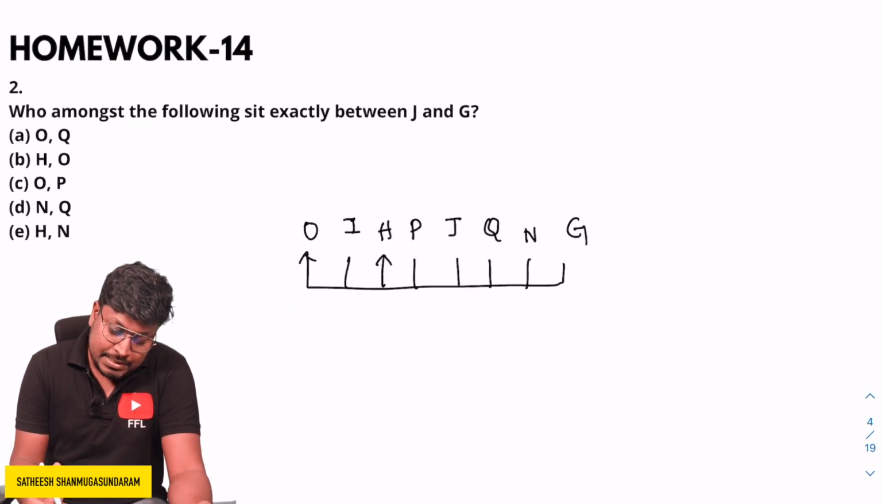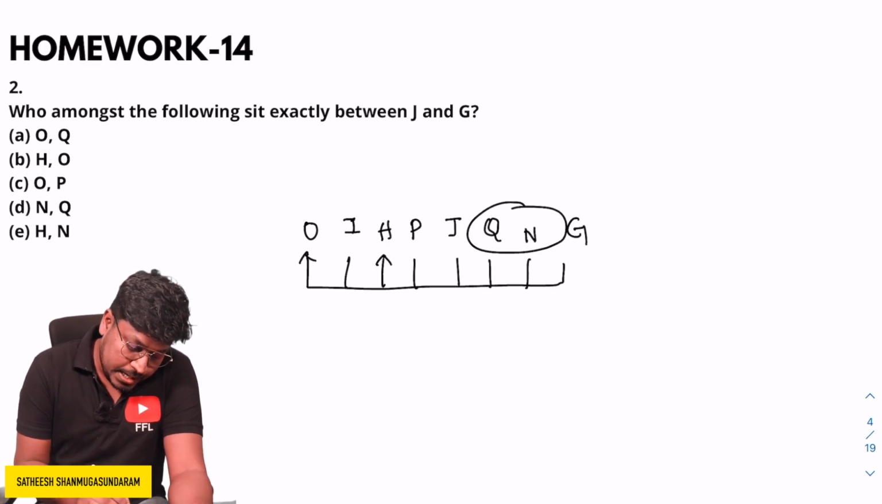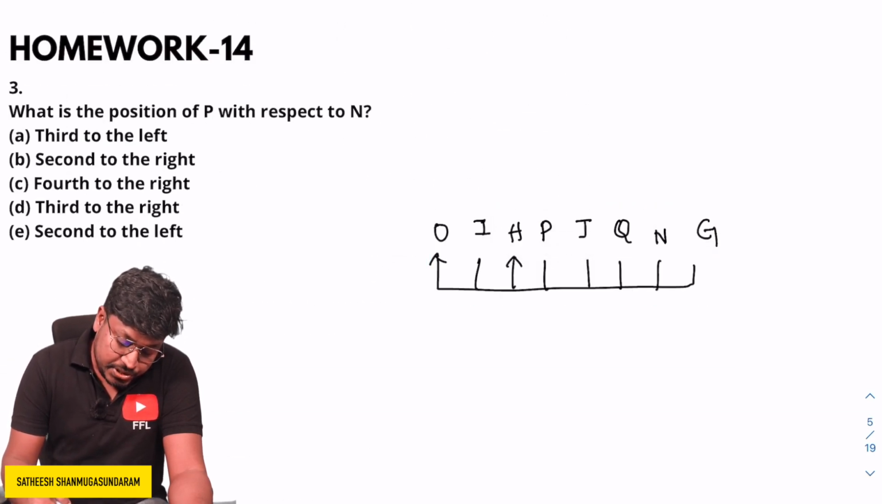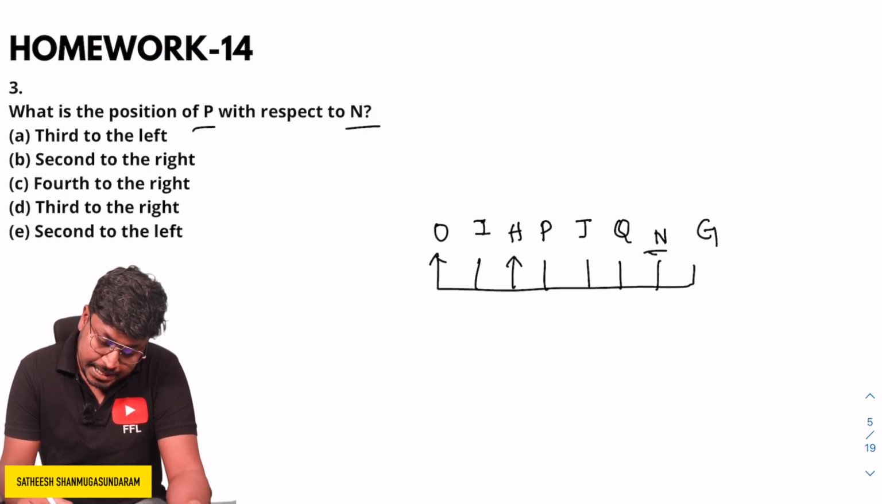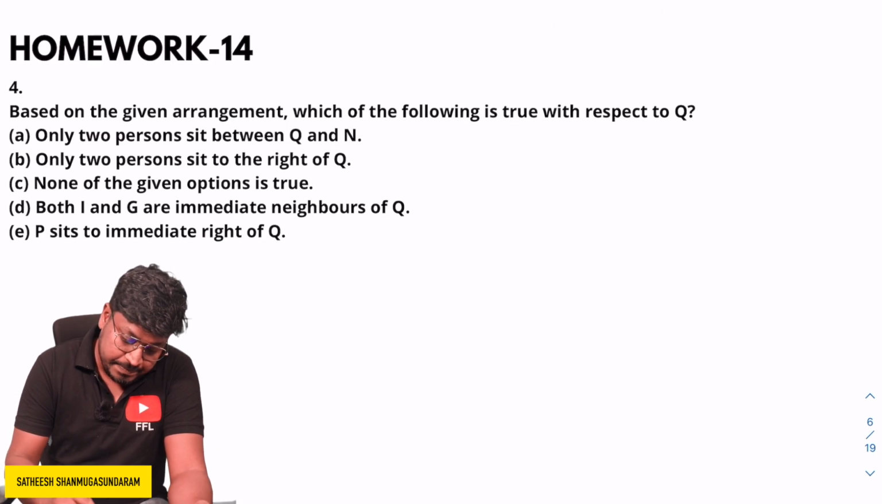Who among the following sits exactly between J and G? So Q and N, which is option number D. What is the position of P with respect to N? So N to P, right? N's left hand side, 1, 2, 3, third place. So third to the left, which is option number A.